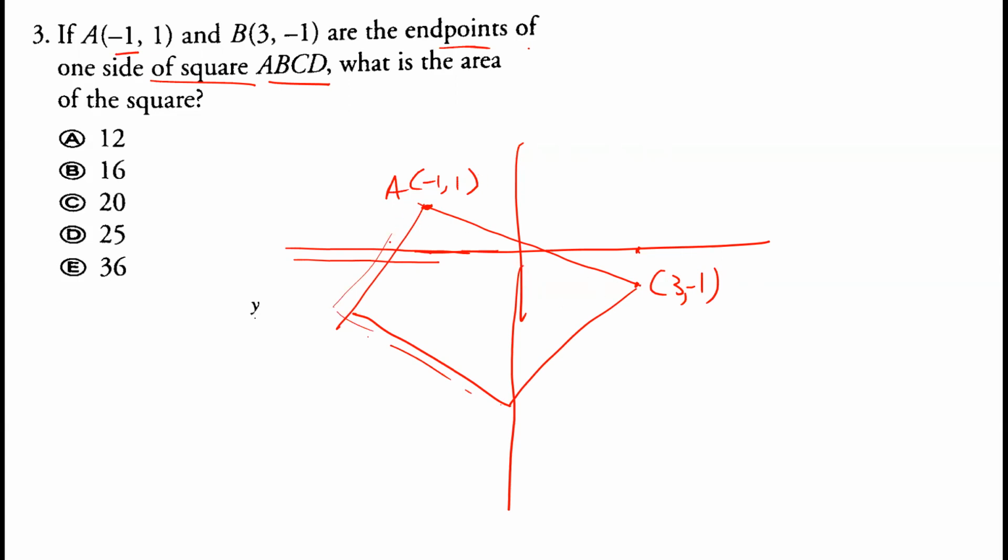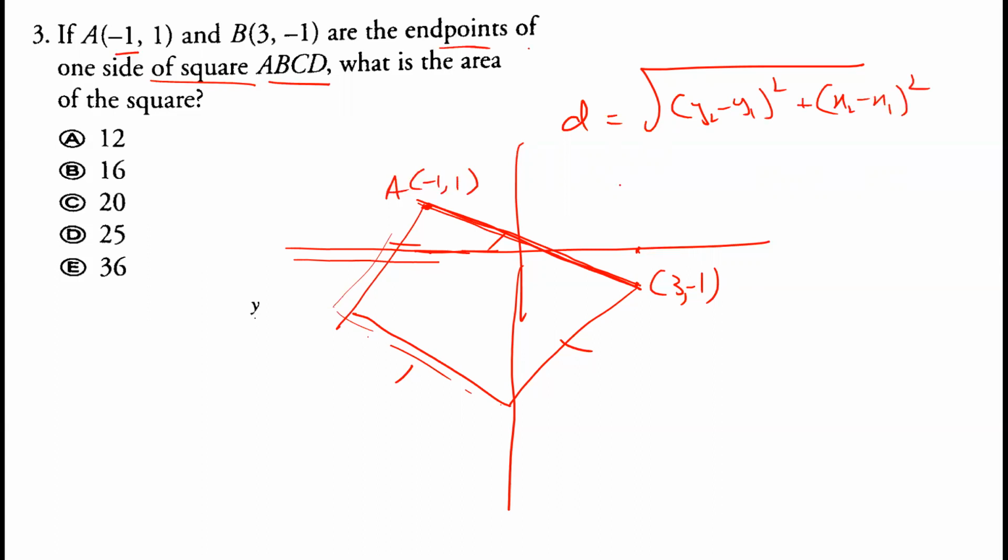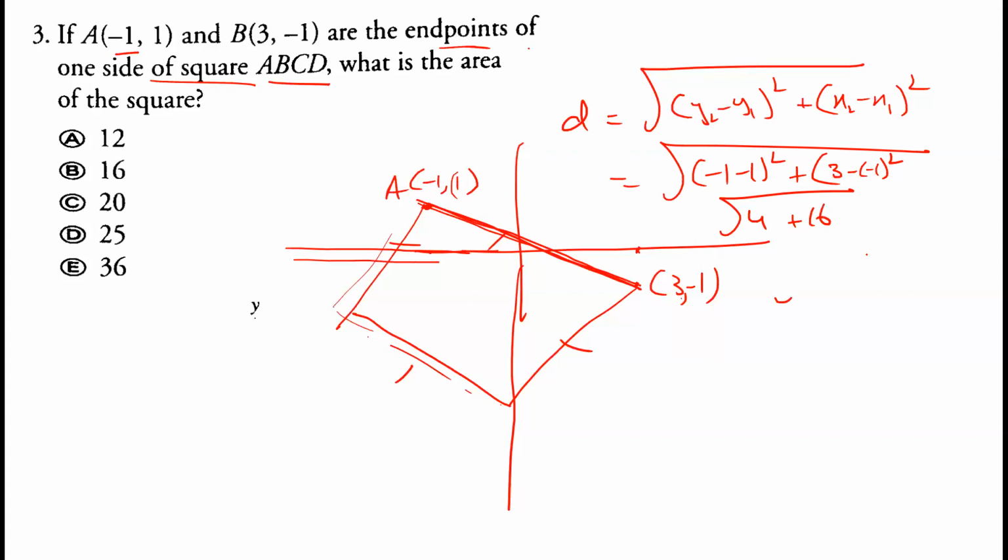But one property of a square is that all of the sides are equal. So we need to find out this distance. Now the formula for the distance is under root (y2 minus y1) square plus (x2 minus x1) square. So (-1 minus 1) square plus (3 minus -1) square. So this would be -2 square is 4, and this would be 3 plus 1, 4, 4 4s are 16. So this would be under root 20. So the distance of this side is under root 20.